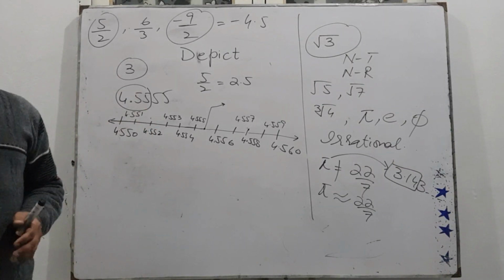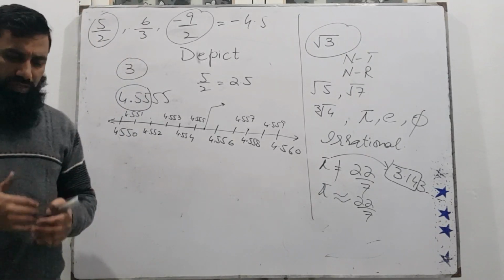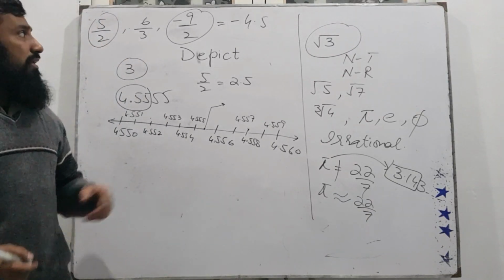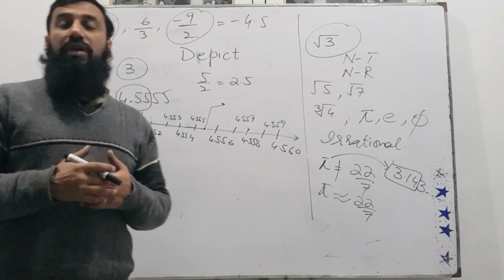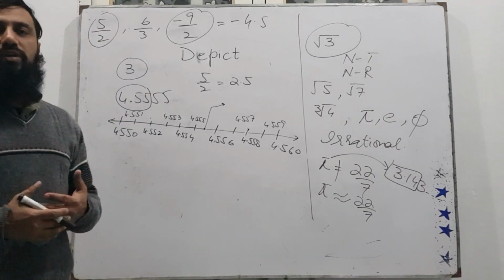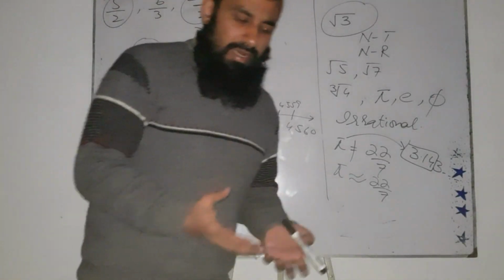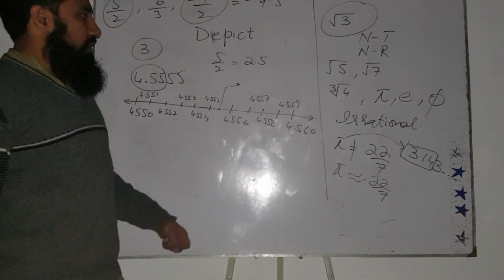I hope you understand the topic today. This was exercise 2.1, or I would say it was the first part of the real numbers. It was where you can find the natural numbers, the real numbers, the rational numbers, and then you can depict the numbers onto the number line.